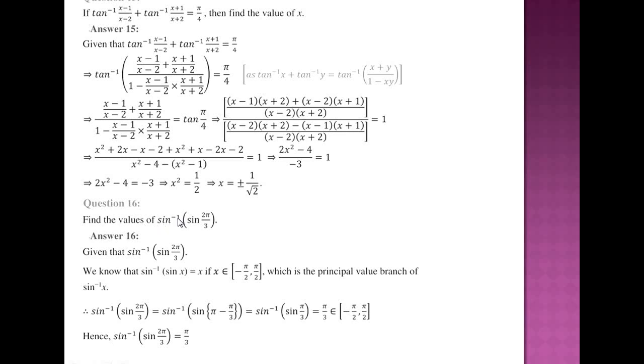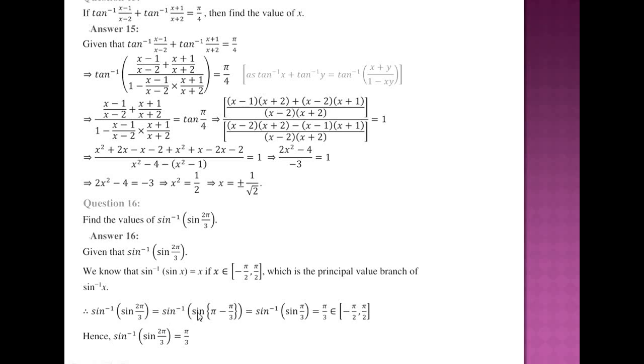Next, question number 16. Find the value of sine inverse sine 2 pi by 3. You are supposed to keep in mind the principal value branch, right? Now don't say that it's very simple, sine inverse and sine are there, so I am going to nullify it, and the answer is 2 pi by 3. It would have been very nice if the answer were 2 pi by 3, right? But here we need to check whether 2 pi by 3 lies in the interval minus pi by 2 to pi by 2 or not. If yes, then only the answer is 2 pi by 3, otherwise not. Now definitely, 2 pi by 3 does not lie in this interval, right? So I need to make a change.